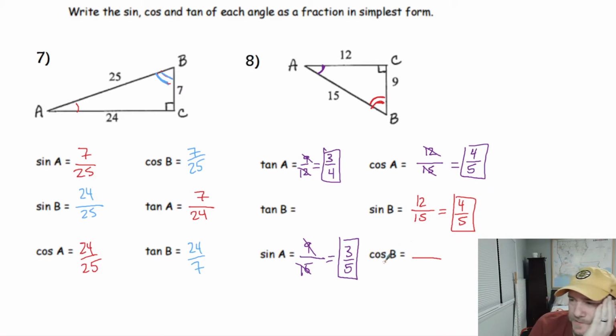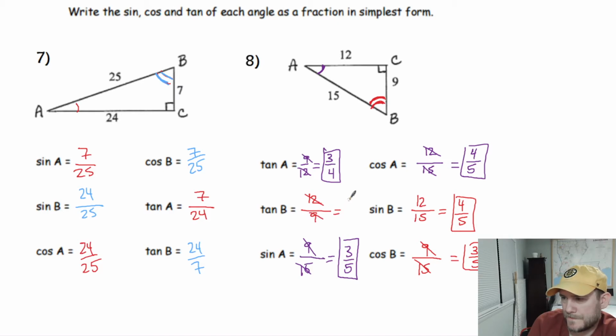Cosine. Cosine is adjacent over hypotenuse, and if we're focused on B, then 12 is opposite, so 9 must be adjacent. And of course 15 is still the hypotenuse. So dividing by 3, you get 3/5. Okay, now we'll go to tangent. Tangent's opposite over adjacent, so again, if I'm focusing on B, then opposite over adjacent would be 12 over 9. So that's divide by 3, you get 4/3.